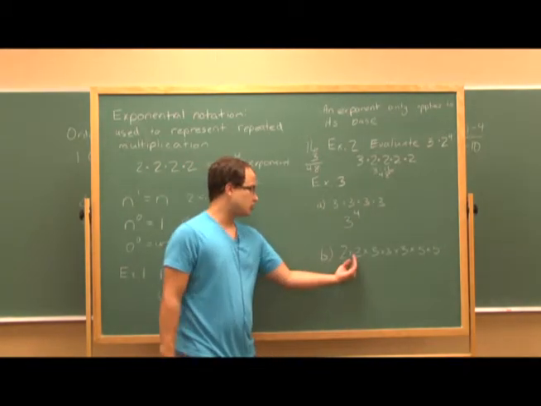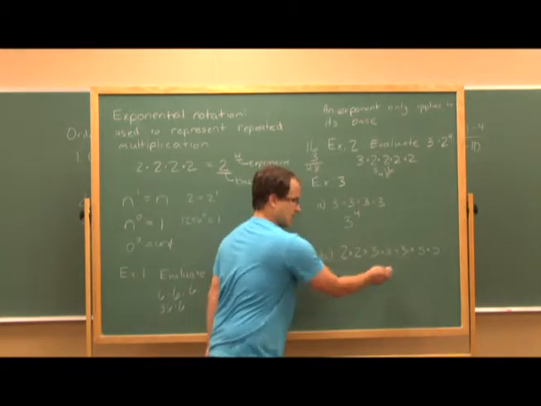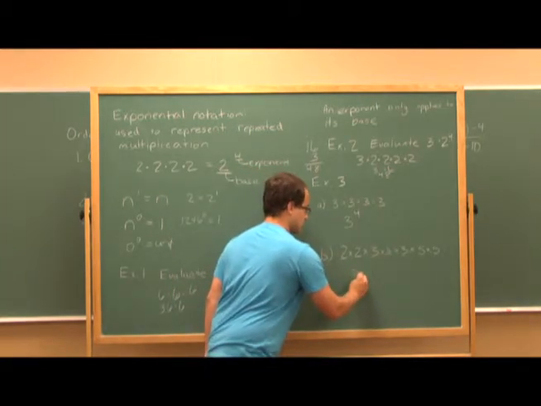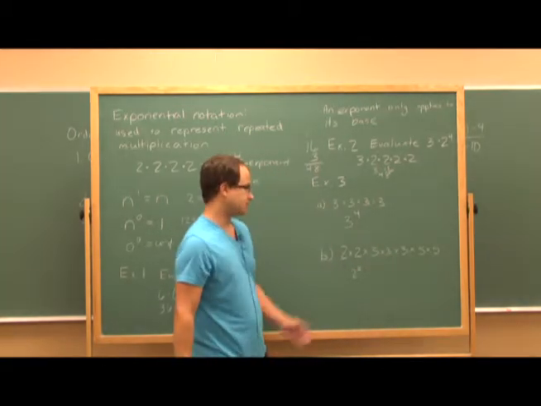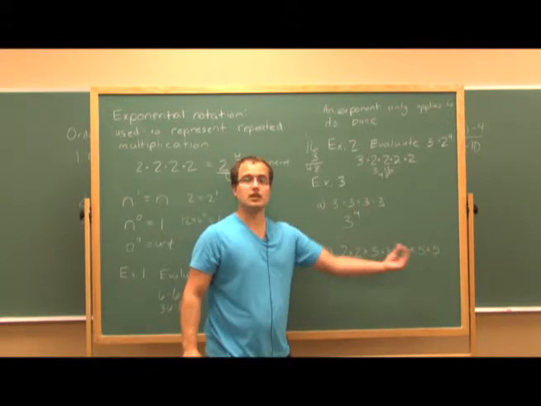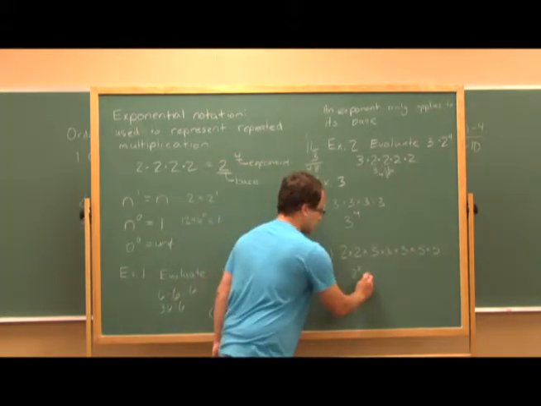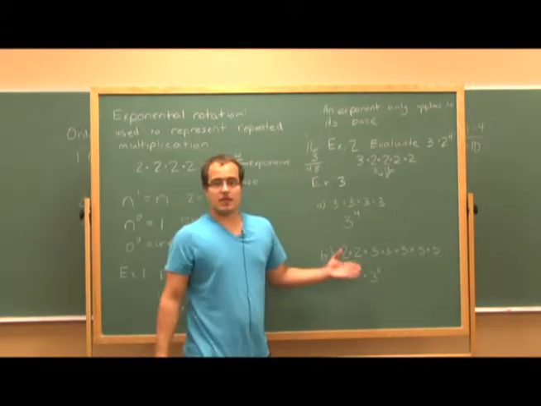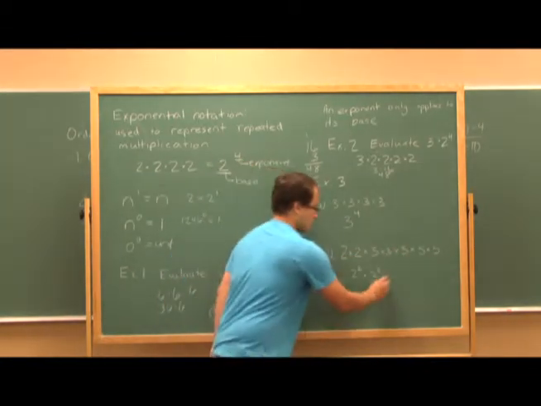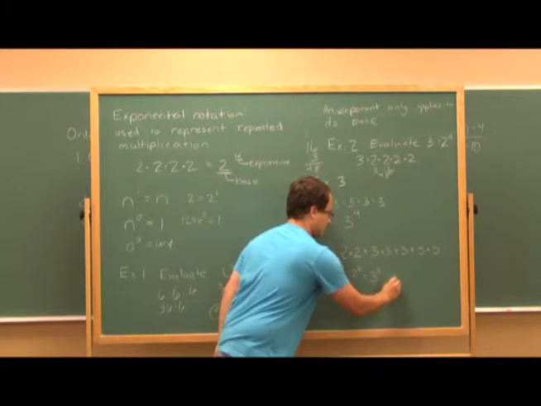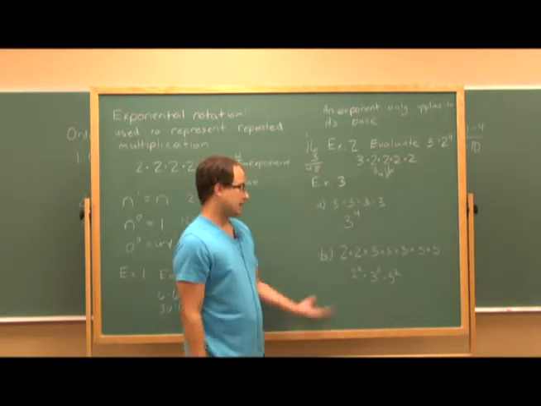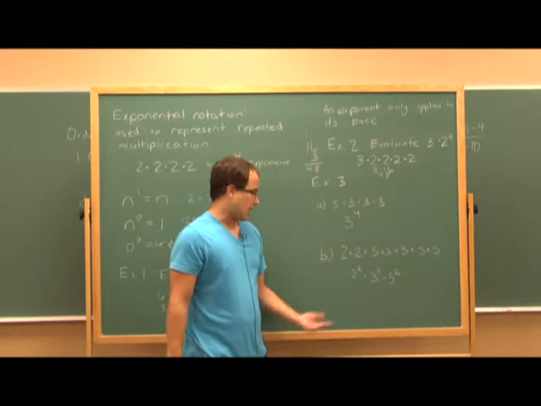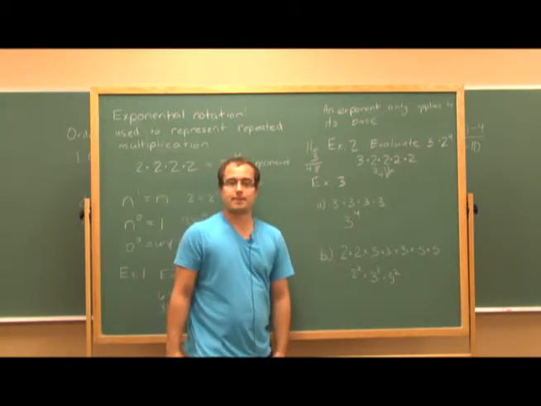B. 2 times 2, and then that's all the 2's, so that would be 2 squared, times 3 times 3 times 3. That's all the 3's, so times 3 cubed, and then 5 times 5. So times 5 twice. And that's how you would rewrite it in exponential format.